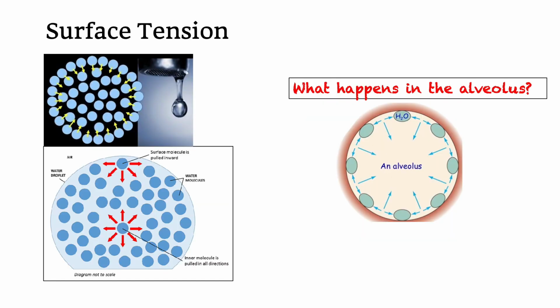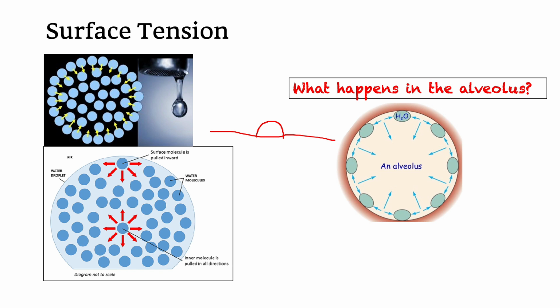Remember I said that the surface tension of the alveoli contributes to the elastic recoil of the lungs. So what is surface tension? If you put a drop of water on a clear, smooth surface, like glass, the water stays as one nice drop. So why is it so?